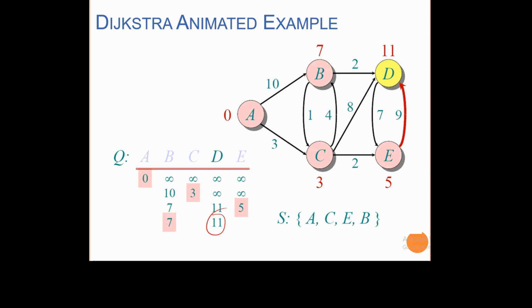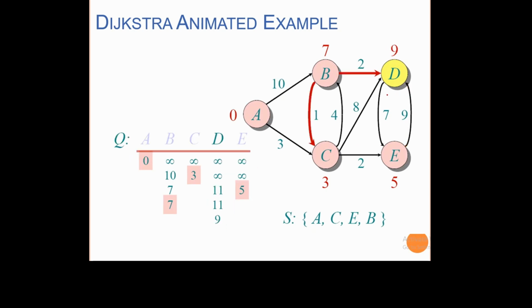So only the one node is left here, that is the D. और इसकी key value है 11. इसके neighbor nodes में सारे process हो चुके हैं, तो इसको भी हम visited list में add कर देंगे. So this is the scenario.